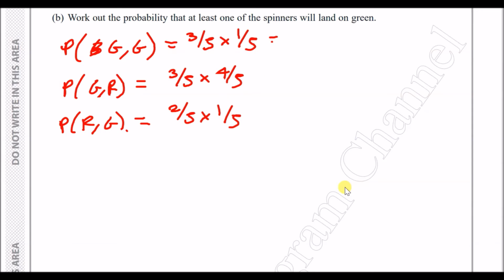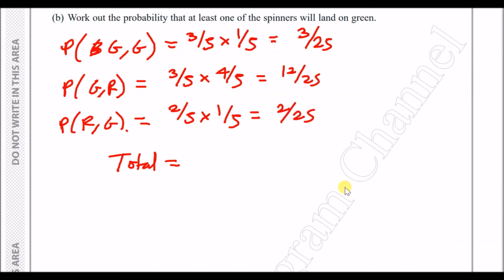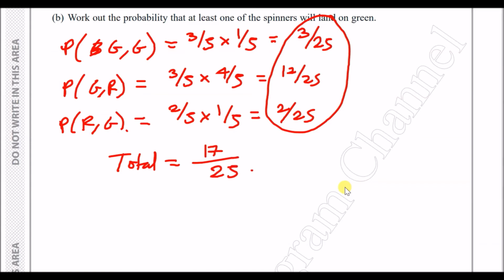And now all you do, guys, is work this out and then add up the total probability. That'll give you the actual probability of getting at least 1 green. So 3/5 times 1/5, 3 times 1 is 3, 5 times 5 is 25. 3 times 4 is 12 out of 25, and this is 2 out of 25. Meaning the real probability will be the sum of all of these. So just add them up. 2 plus 3 is 5, plus 12 is 17 over 25. So you got pretty much a high probability. So really high chance of getting a green.